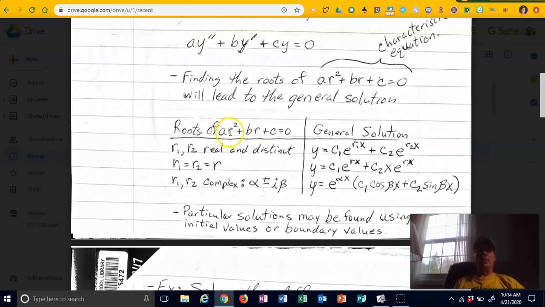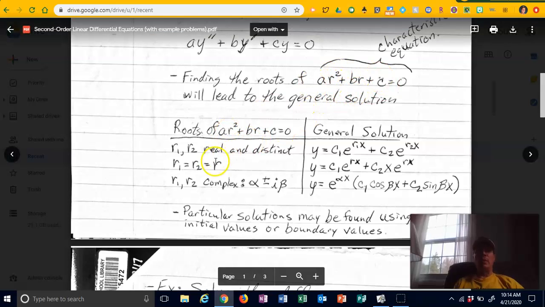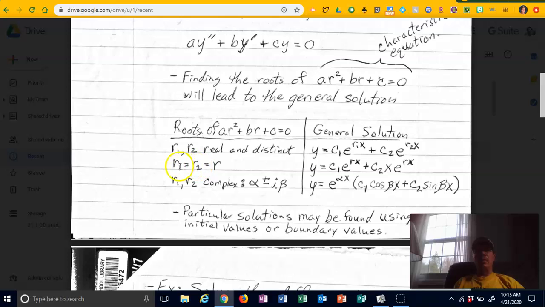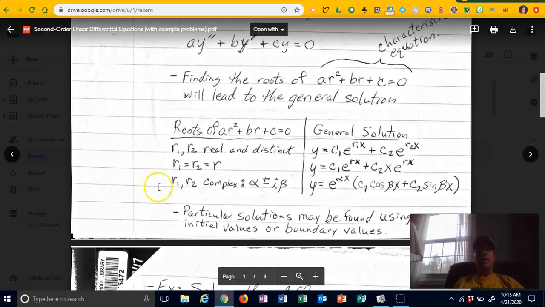If you find that your roots, whenever you solve this characteristic equation, are identical, so r sub 1 and r sub 2 are the same, we just call them r. Then your general solution looks almost the same as the one right above it, except your r's are the same, and the second term has an x also in it, so it would be c sub 2 x e to the rx. All right? So that's what you would get for the general solution. And again, to find your c sub 1 and c sub 2, you would need some initial conditions.